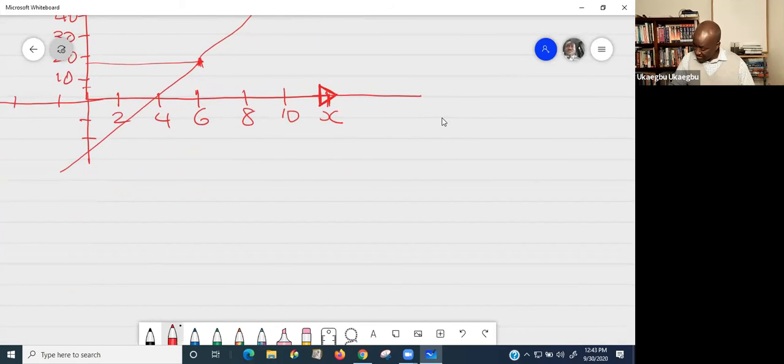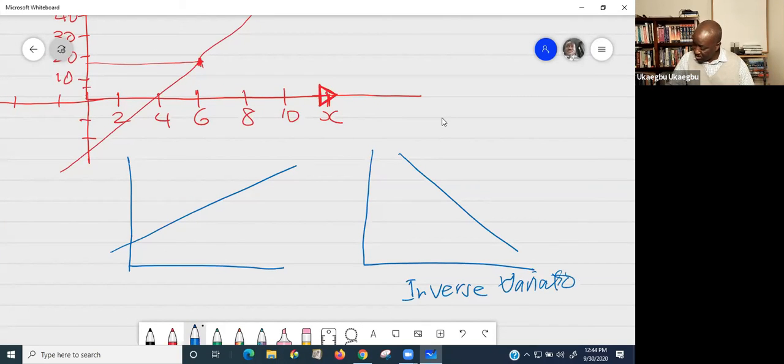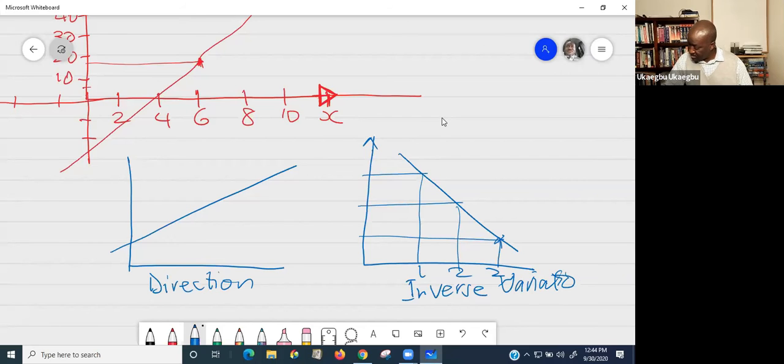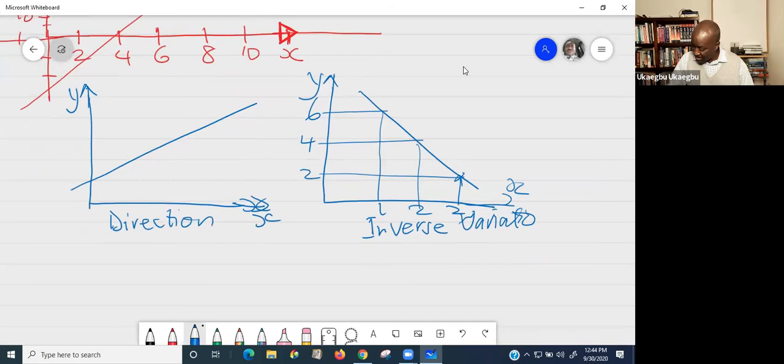Let me write it in this way. Let me give you a general sketch. This one is direct variation, and if the slope goes like this, this is inverse variation. You can see in this one, as x increases, y decreases. 1, 2, 3, 2, 4, 6. This is x, and this one is y. So this is one way to identify it. In this particular case, as x is increasing, y is also increasing, so this one is direct variation.